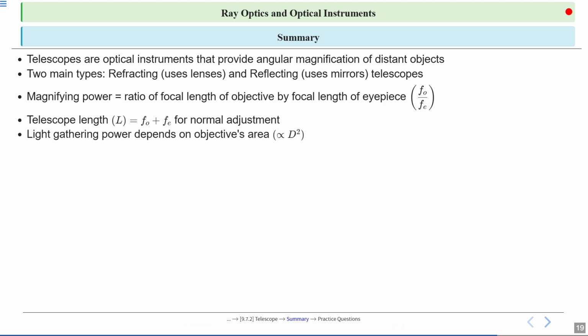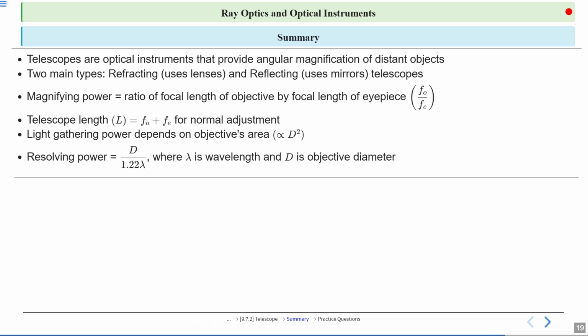Light gathering power is another critical aspect. It depends on the area of the objective lens, which is proportional to the square of its diameter, proportional to d square. A larger diameter means more light can be collected, resulting in a brighter image.